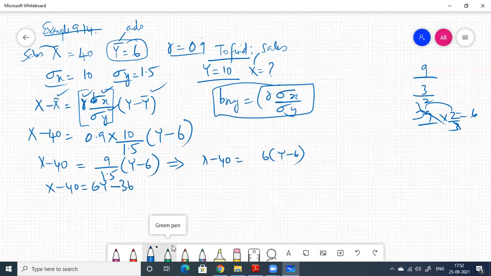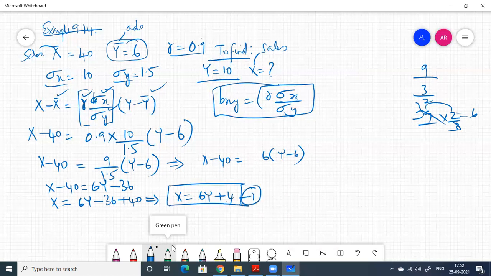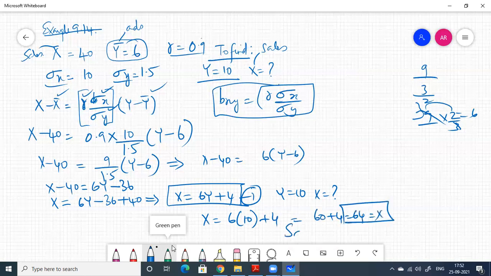Now what you need: y is given, you have to find x. So you have to take it in x form. x is equal to 6y minus 36 plus 40. That implies x equal to 6y plus 4. This is the equation you need. Now he is telling y is equal to 10. Find x. So just substitute: x equal to 6 into 10 plus 4, that is 60 plus 4, that is equal to 64. That is x. Sales equal to 64 crore. That is all the sum is.